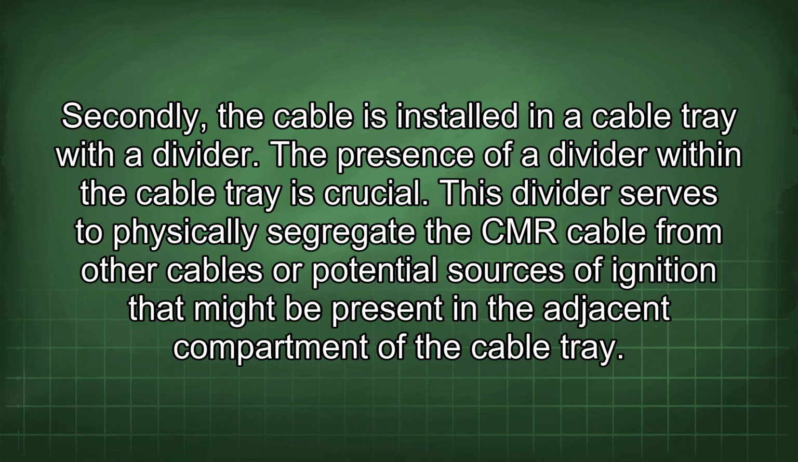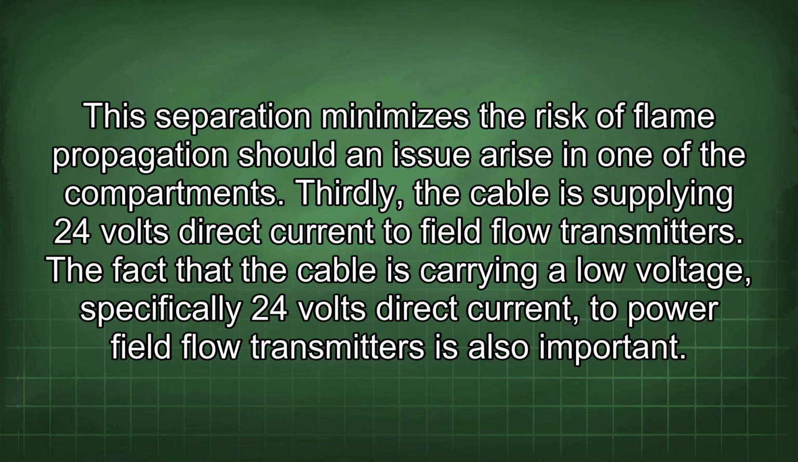Secondly, the cable is installed in a cable tray with a divider. The presence of a divider within the cable tray is crucial. This divider serves to physically segregate the CMR cable from other cables or potential sources of ignition that might be present in the adjacent compartment of the cable tray. This separation minimizes the risk of flame propagation should an issue arise in one of the compartments.